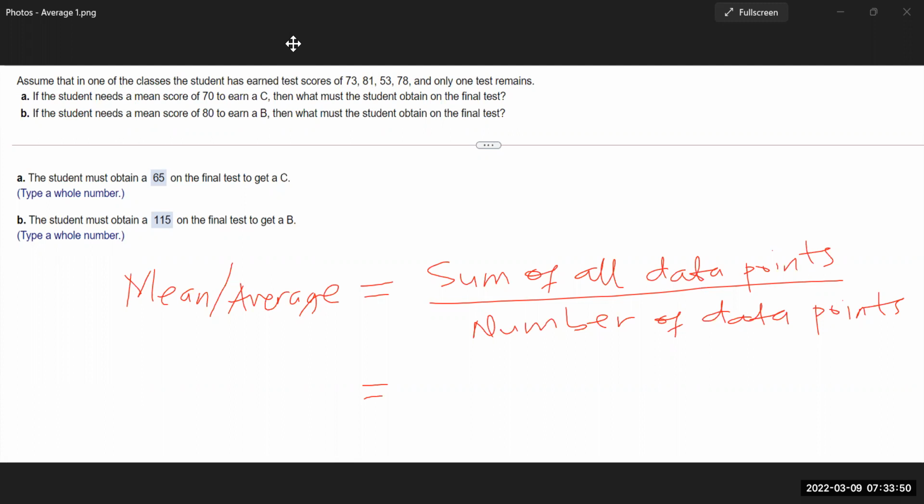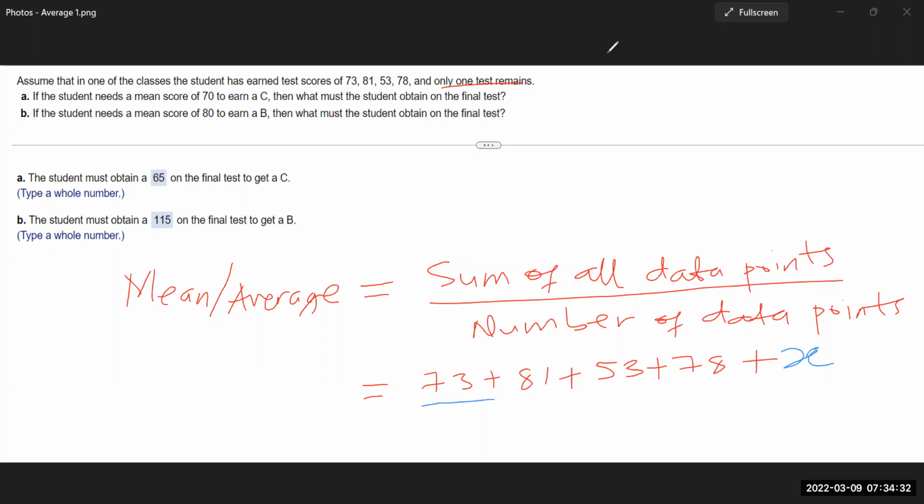Now, what are the data points that we have here? It says that the student has earned test scores 73, 81, 53, 78, and only one test remains. So we're going to do 73 plus 81 plus 53 plus 78. And then only one test score remains, so let's say that is X. We don't know that. So we'll let X be the test score that remains.